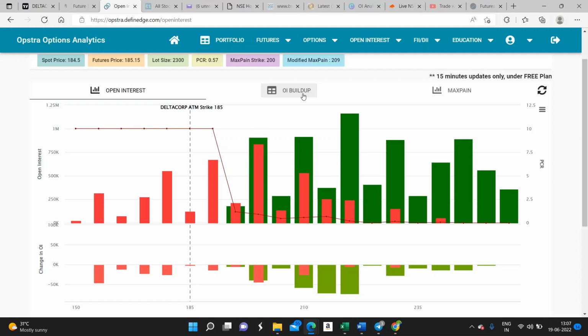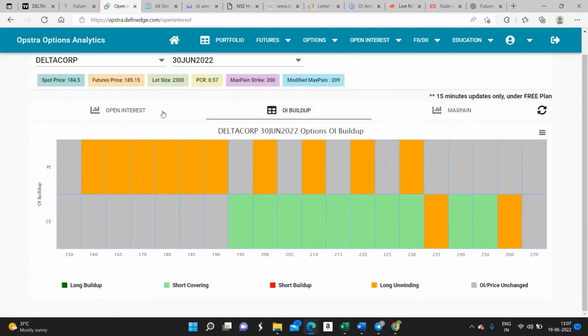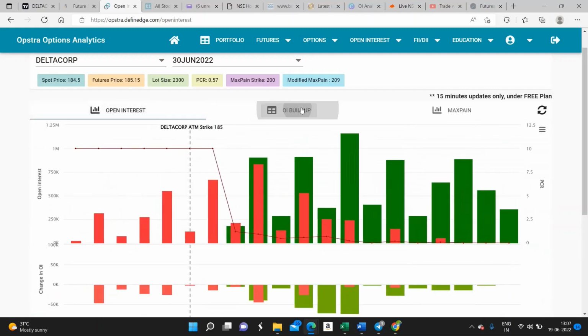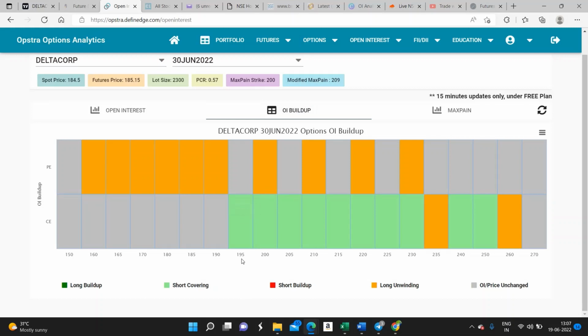So we'll come to OI build-ups. In OI build-ups, this is the call and this is the put. We don't see any long build-ups, but we have seen short coverings. So calls have been shorted and short covered everywhere. What I have told is exactly represented here. All the call writers have wound up. They have covered their shorts because they know it will go up now.